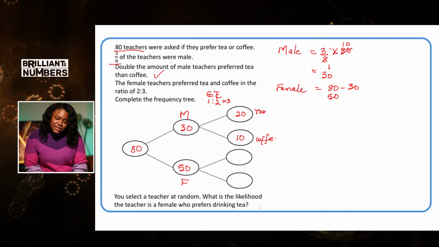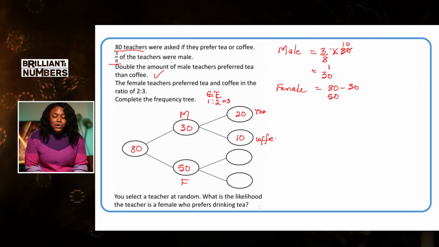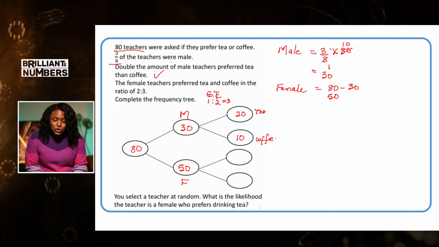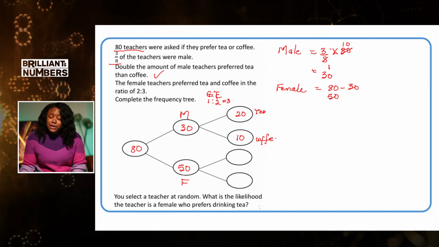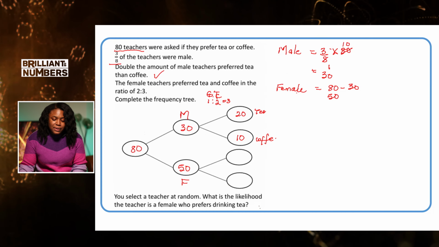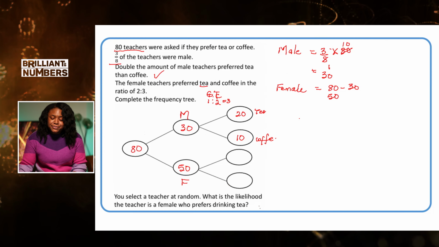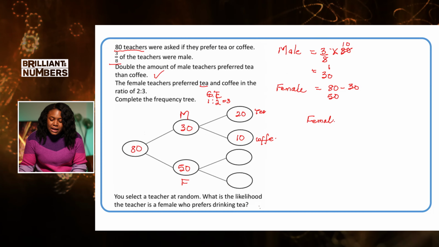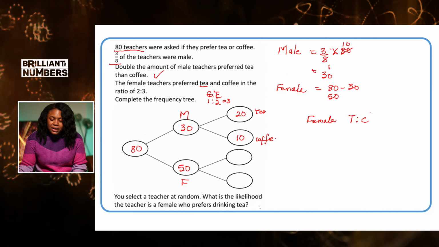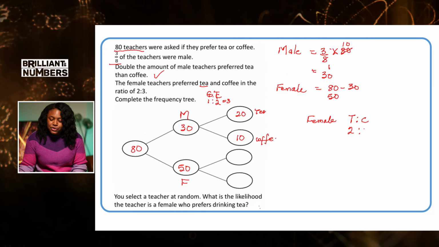Now the female teachers preferred tea and coffee in the ratio 2 to 3. So we're going to work that out. We know there are 50 female teachers altogether. So make sure you put them in the correct order. So it's tea to coffee. So I'm just going to write females here, and they prefer tea to coffee in the ratio 2 to 3.